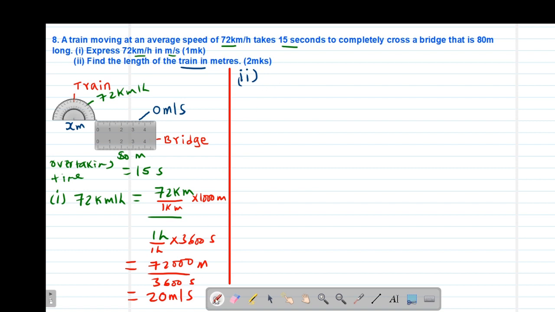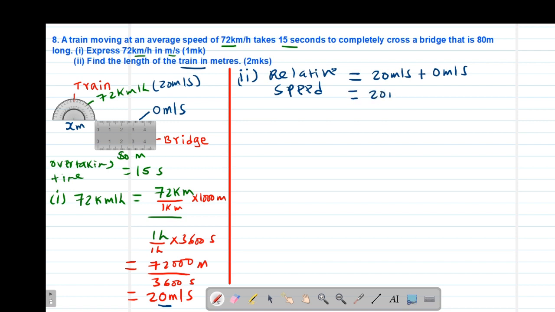Therefore, I'm going to find the relative speed. You can either add or subtract the speeds. It will be 72 kilometers per hour, but I've converted the 72 into meters per second, so I'm going to use 20 instead of 72. Relative speed is 20 meters per second, plus or minus 0 meters per second. Even if you subtract, the answer will be the same, because 20 plus 0 or 20 minus 0 simply remains 20 meters per second.